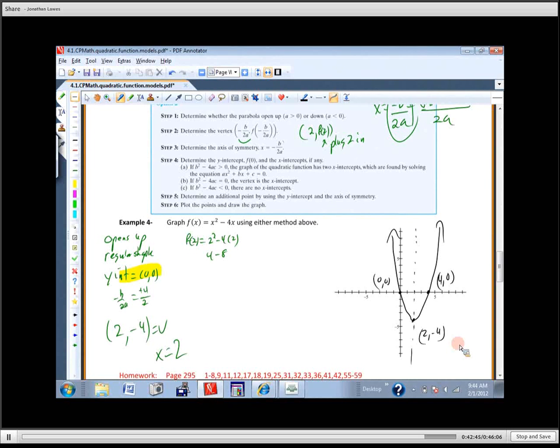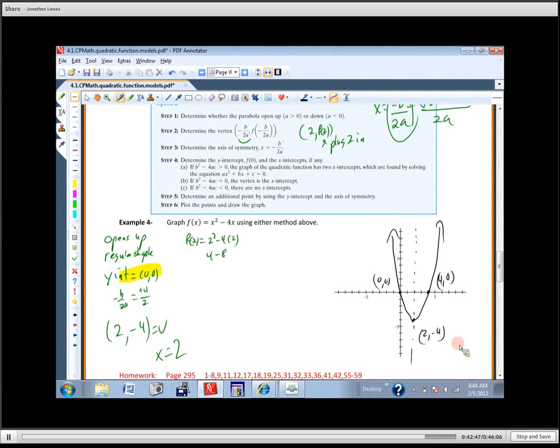Okay. And it just says graph using either method. We could figure out where it's decreasing, where it's increasing. We could figure out the domain and range and all that sort of stuff. Okay, any questions? Okay, 2 more things and then we're done.